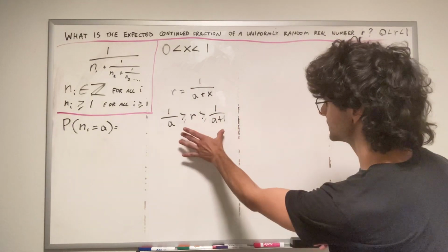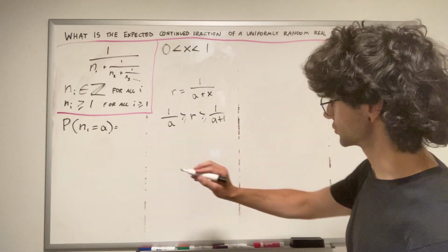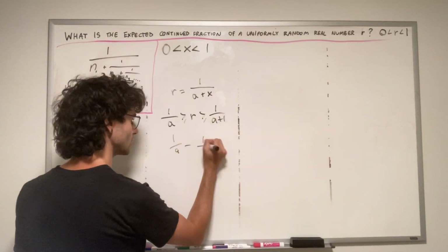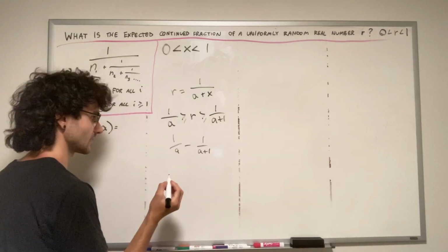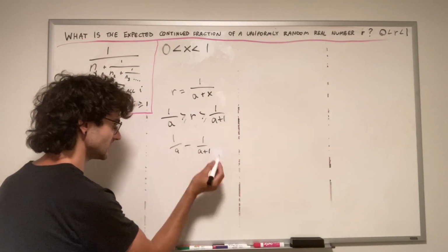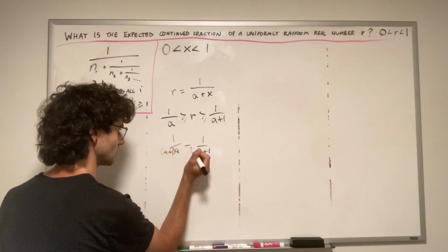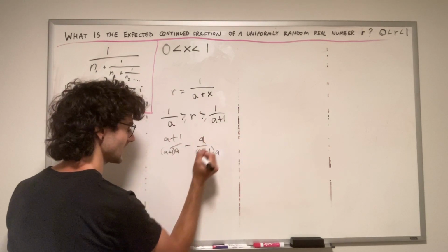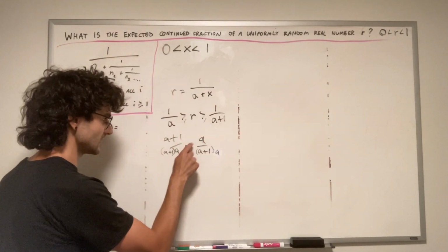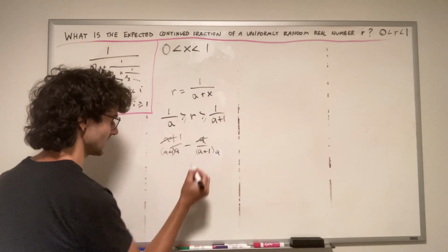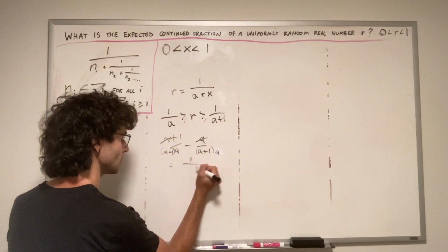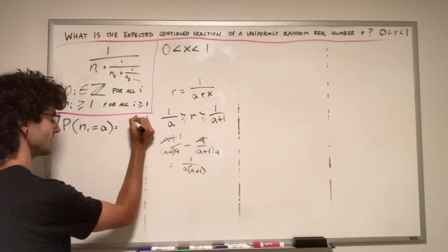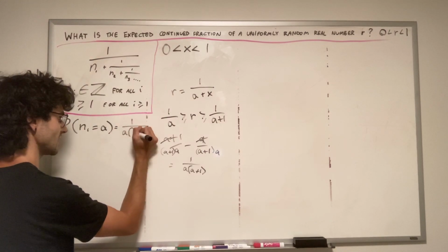And so because the set is from 0 to 1, we can just write this probability as 1 over a minus 1 over a plus 1. And then we can give these a common denominator, multiply this by a plus 1, and make this a plus 1, and then multiply this by a and make this a. Then we see that this negative a cancels with this positive a, and we get 1 over a times a plus 1. So that's our probability that n sub 1 equals a.